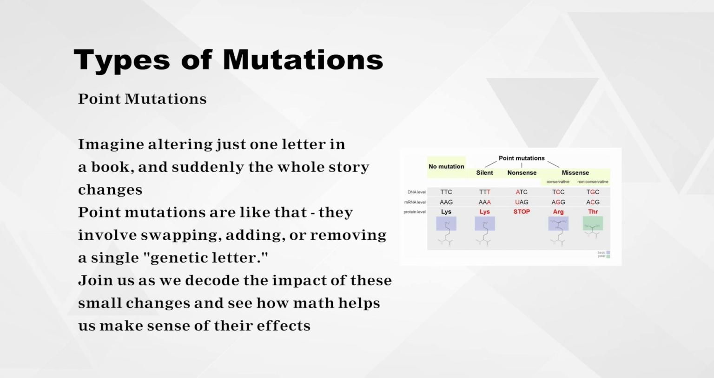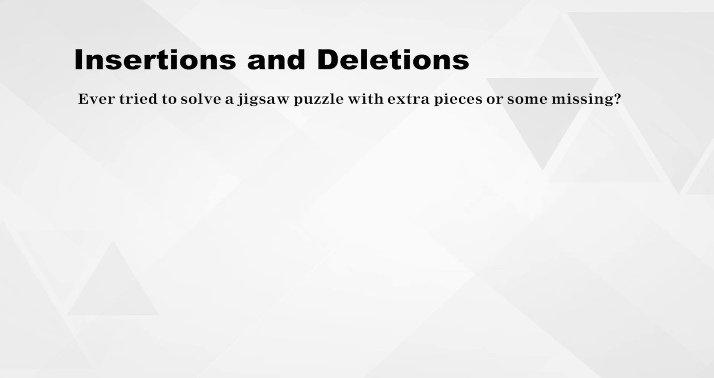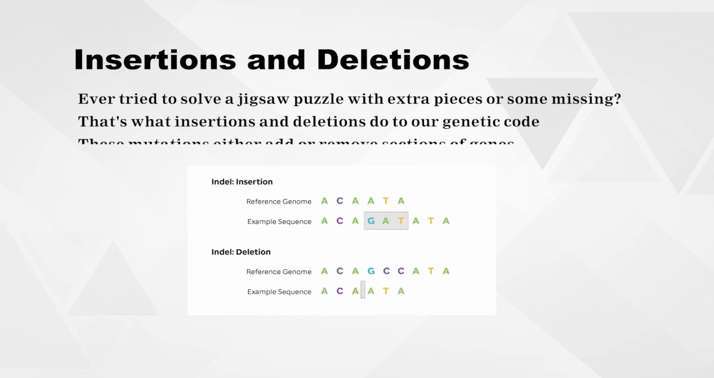of their effects. Other types are insertion and deletion. Have you ever tried to solve a jigsaw puzzle where some extra pieces are missing? Now, that's insertion and deletion in our genetic codes. These mutations either add a small section or remove various sections from these genetic codes. It is like editing a recipe by adding or skipping a lot of ingredients.